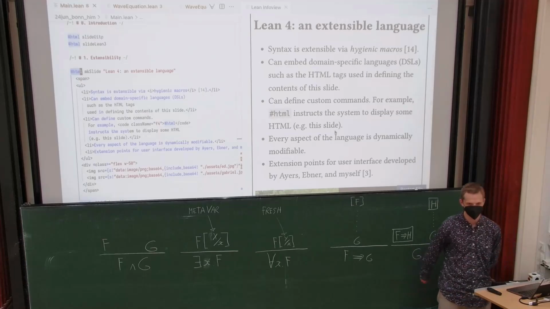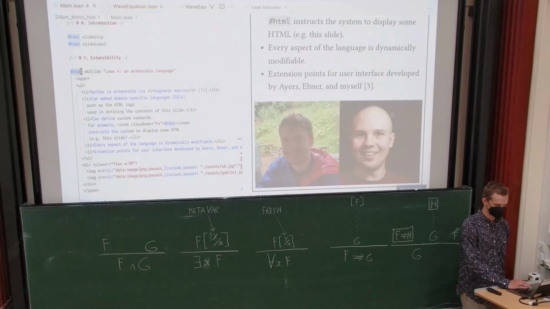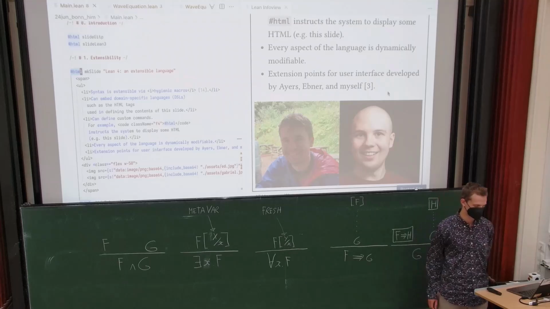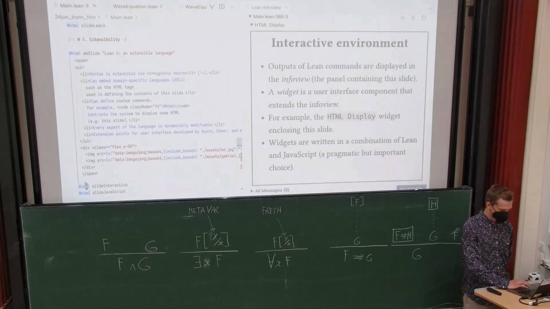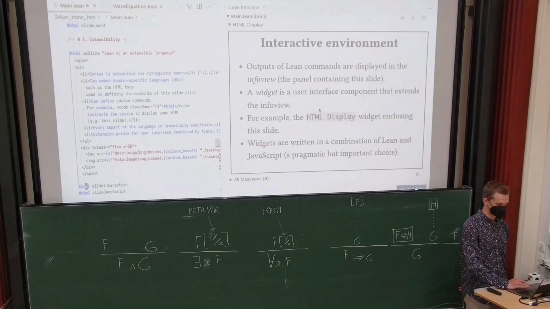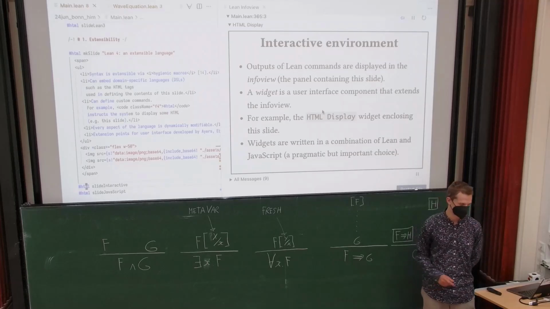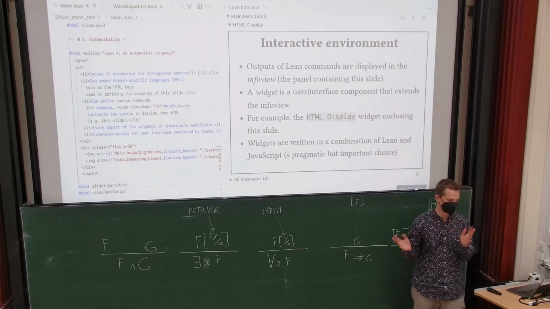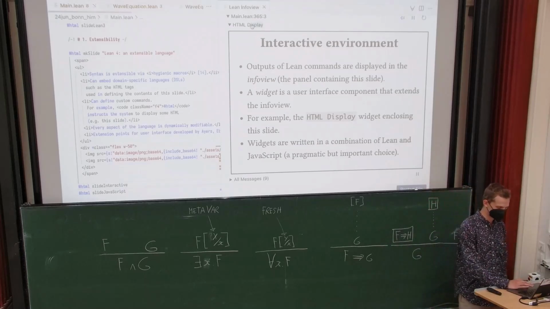And similarly, other aspects of the language are also modifiable. Ed, who's on the left here, and Gabriel, who's on the right, and myself have implemented some extension points for the user interface that allow for this kind of thing that I'm showing now. The environment of Lean is interactive, as we've seen. Outputs of Lean commands are displayed in the info view, which is this panel on the right-hand side here. What we call a widget is just some user interface component that extends the info view. For instance, the HTML display that I'm using to show these slides is a widget.